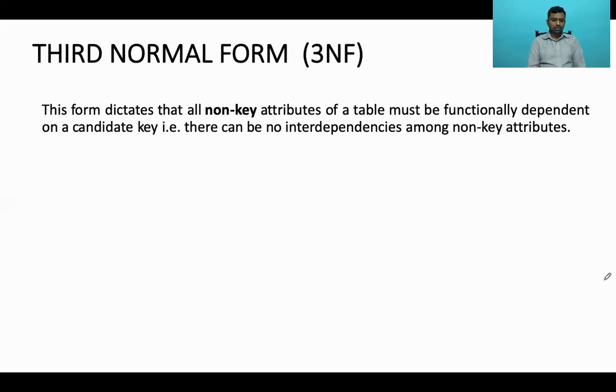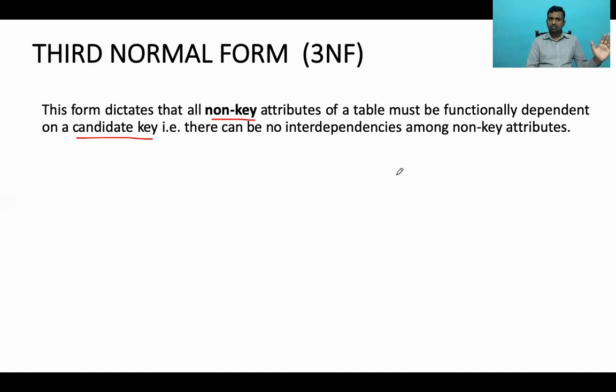Okay, now here, let me read it for you. This form of normalization dictates that all non-key attributes of the table must be functionally dependent on the candidate key as well. So when I say candidate key, it is the possible primary key. And there can be no interdependency among non-key attributes. This is very important, right?